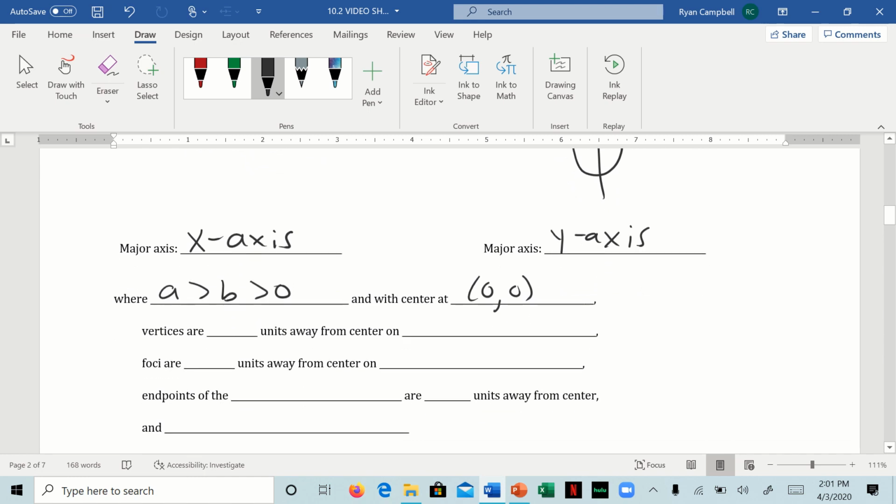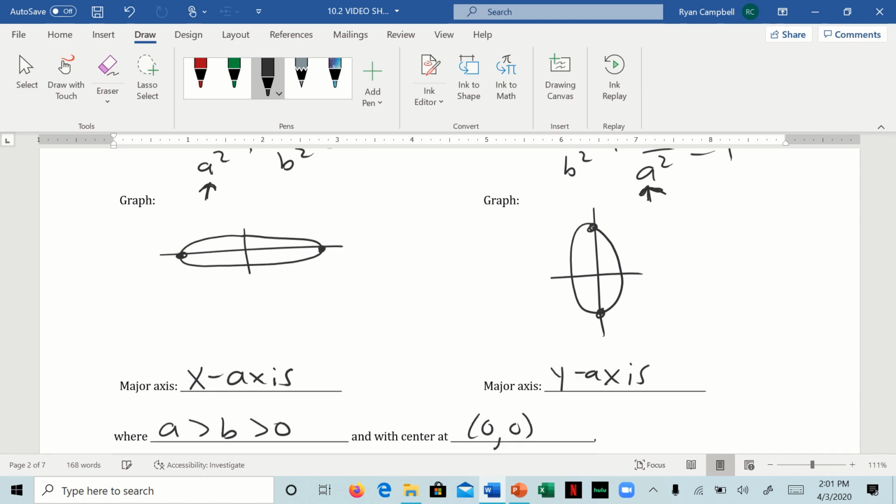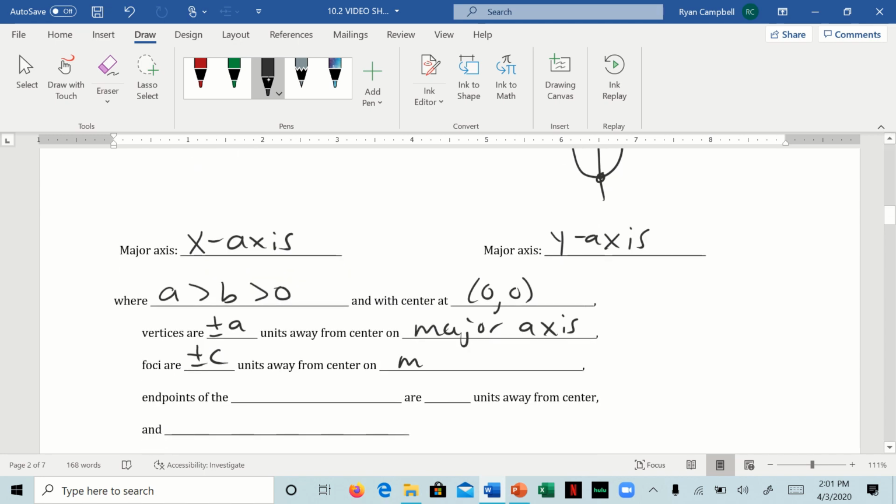Like we said, the vertices, the furthest points away from the center, come from the letter a. So that's going to be plus or minus a away from the center on the major axis. The foci are going to be plus or minus c on the major axis.